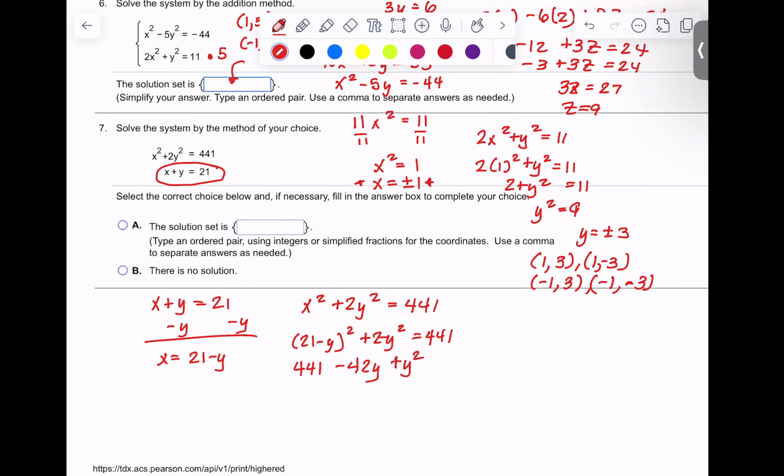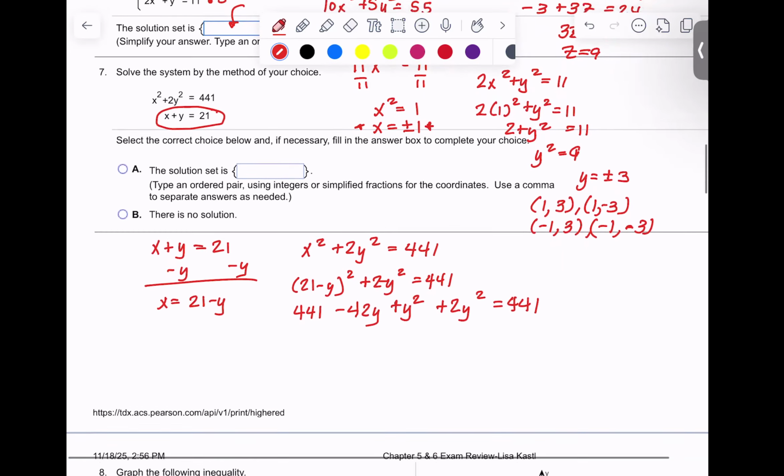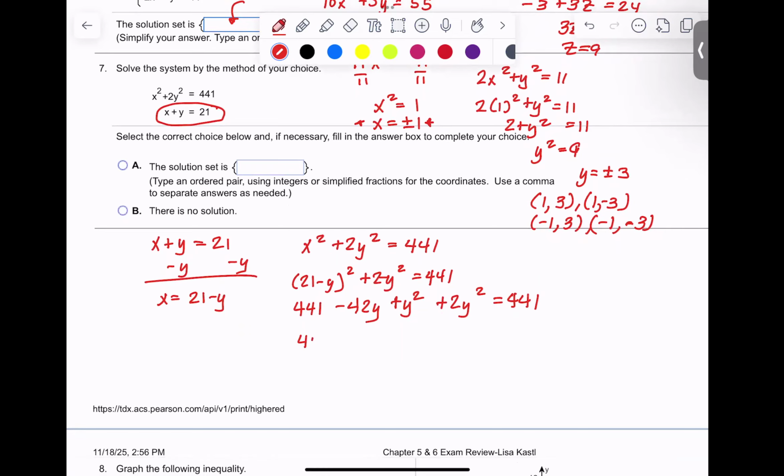So that is 21 minus y squared. Then I've got a plus 2y squared, and that's equal to 441. And this is the better way to go to solve this for x, because what happens is that the 441 will subtract off. Let me go ahead and combine like terms here, though. So I have 441 minus 42y plus 3y squared is equal to 441.